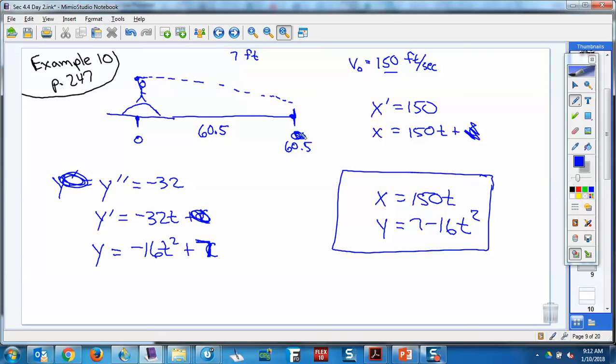When x is 60.5. So can't we go to this right here and put a 60.5 right there? We know when the ball crossed home plate. Now that we know when the ball crossed home plate, how fast was it going when it crossed home plate?